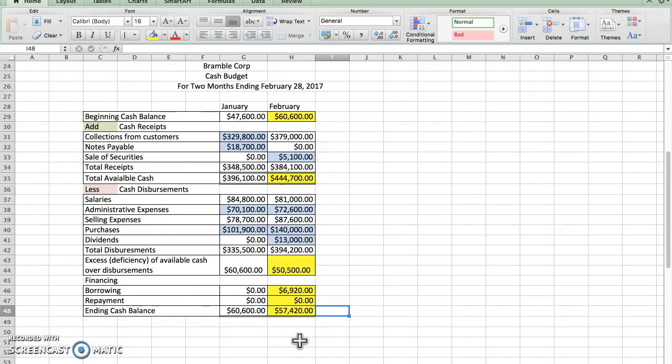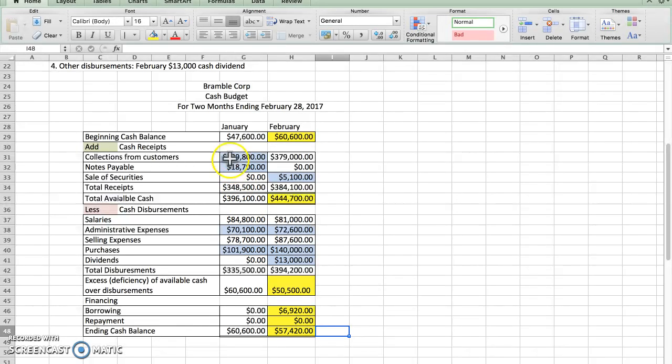So that is how you do a cash budget for 2 months. Now, it could have been for only 1 month or an entire year or quarters as it was in the book. But this particular one, it was 2 months. So make sure that you put your heading correctly.